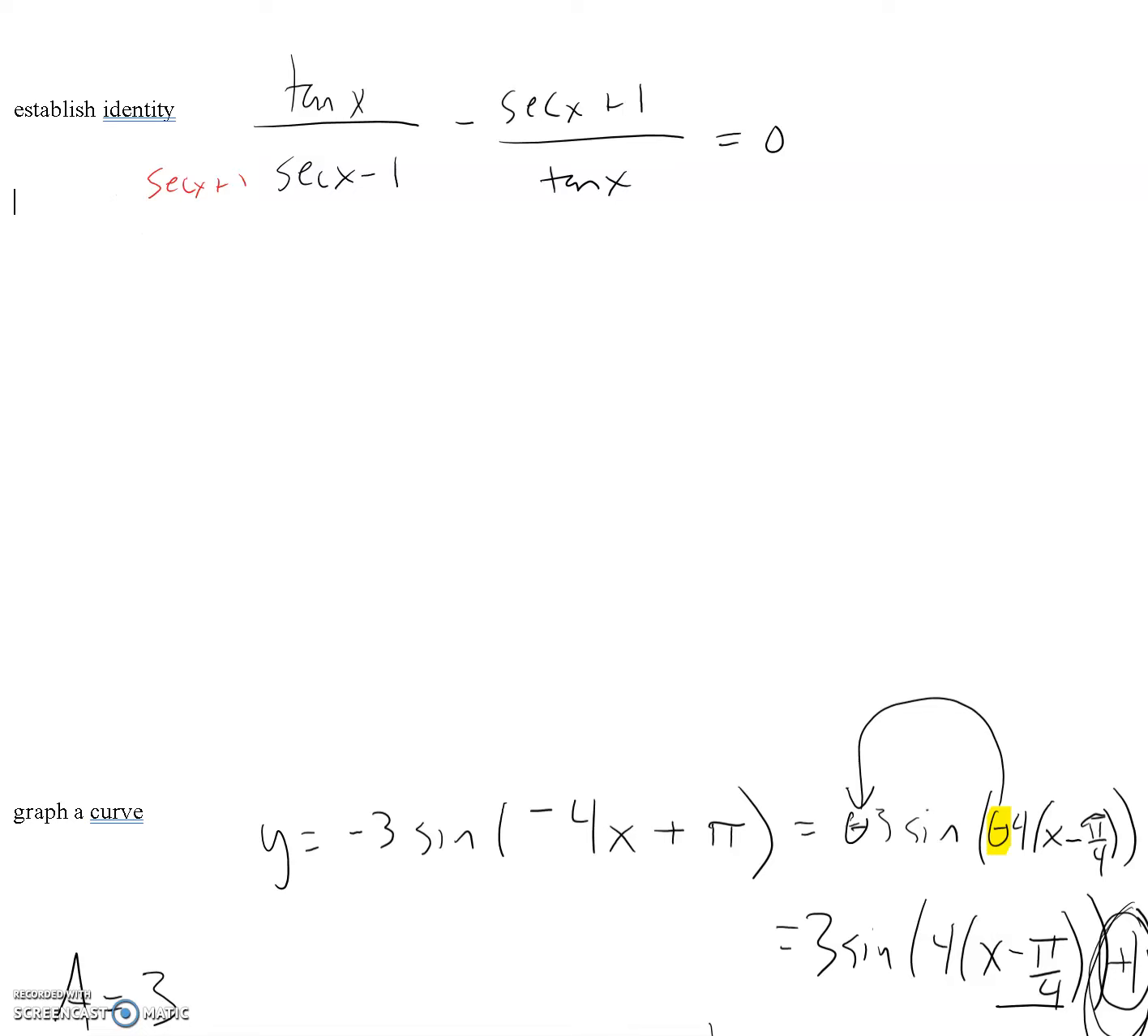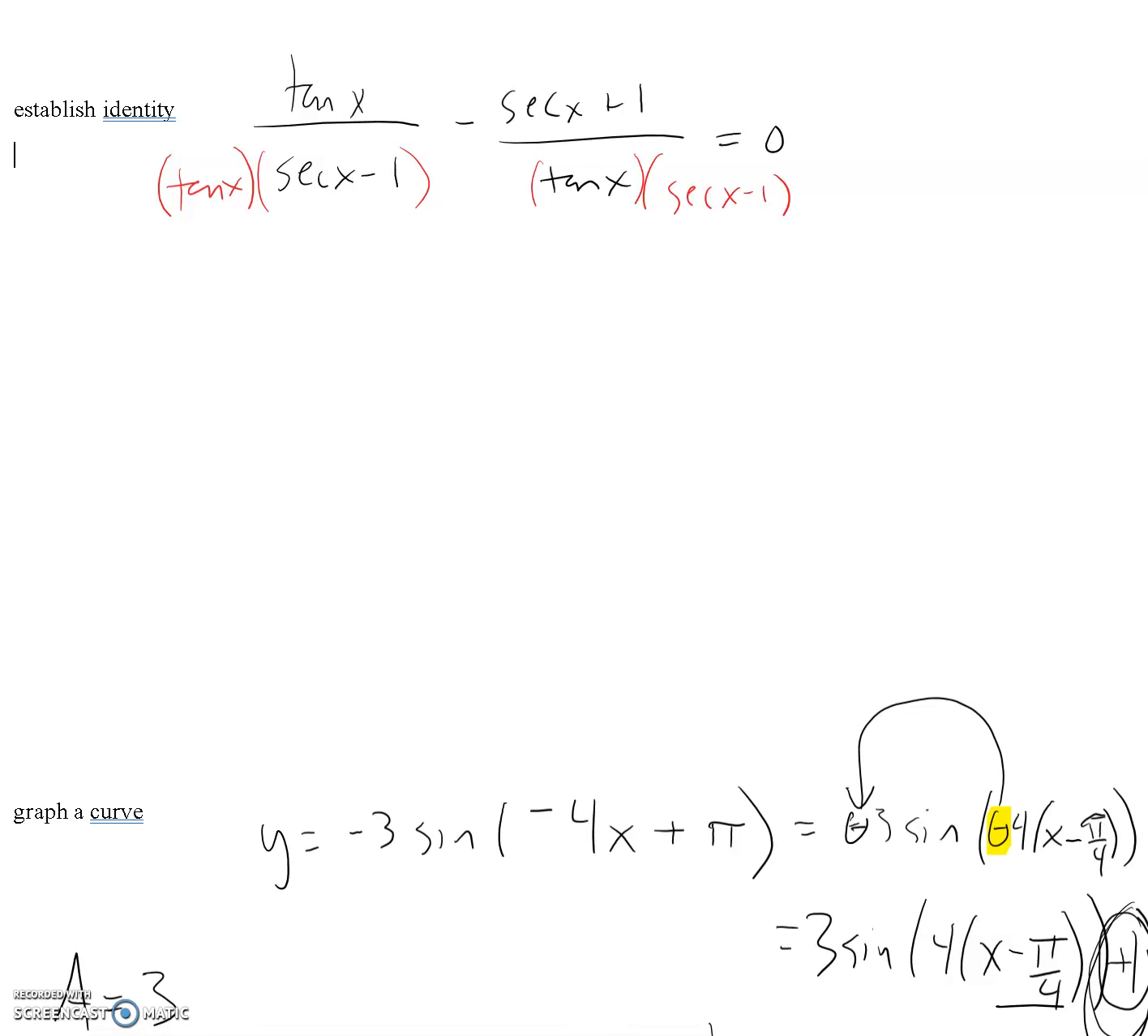Sorry, let me try that again. That was way off. Add these two guys together. So I need a common denominator. So it's going to be the product of these two denominators, right? So that means I need a tangent x here and a secant x minus 1 here.